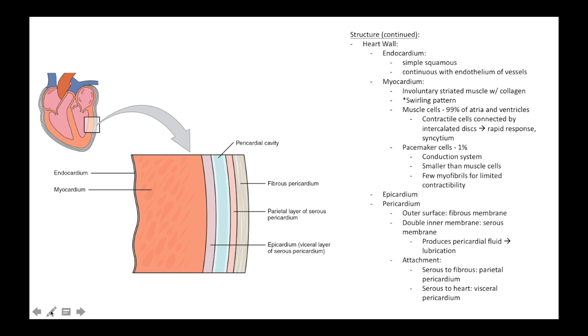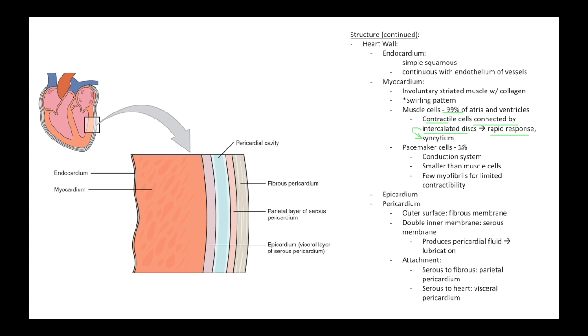Of the myocardium, the majority of the cells here, about 99%, are muscle cells. And these are contractile cells that are connected by intercalated discs. And this helps with a rapid response, as well as allowing for something called syncytium, which basically means that all of the cells can contract together as one with a single action potential.